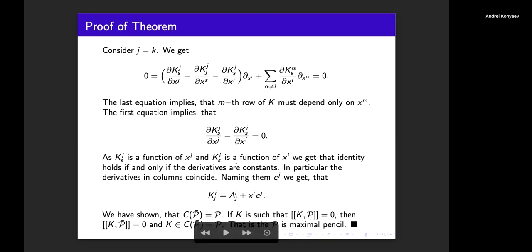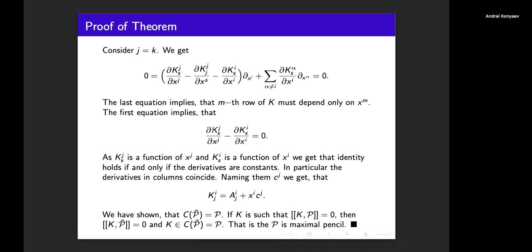If I take the derivative of this in XJ, then this vanishes, right? And I get that the second derivative equals zero, which again implies that the first derivative is constant. So they're both constants, first of all. And second, those constants are the same for the entire column. So we get the following construction. We have a row of the matrix. Each row depends on its own coordinates.